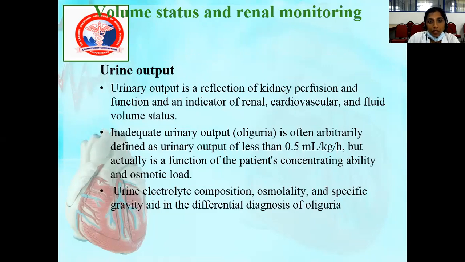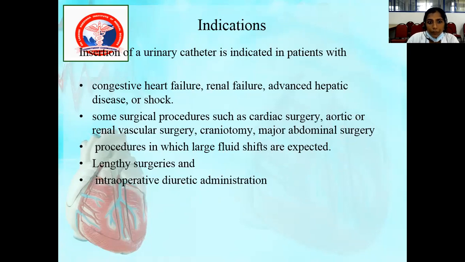Then in volume status and renal monitoring, mainly renal urine output. Adequately, it is around 1 ml per kg per hour. But if it is less than 0.5 ml per kg per hour, we consider it oliguria. Then, of course, in major surgeries, we'll put in a Foley's. Apart from that, if it's a patient of shock or CCF, renal failure, hepatic disease, or some major cardiac surgery or aneurysm surgery, or some craniotomy, or some major surgery in which we expect large fluid shifts, their definite indication is to put a urinary catheter and to measure the urine output.